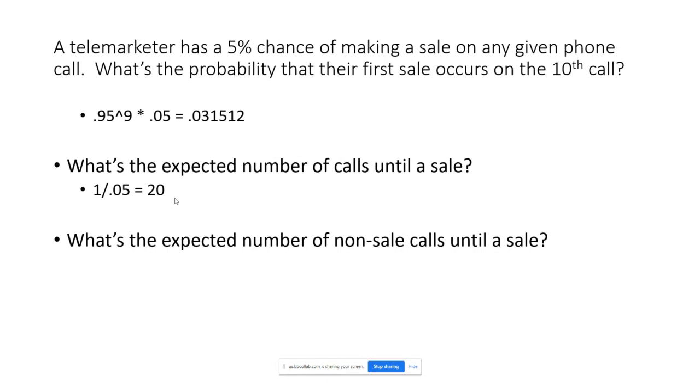Kyle? Would it just be 19? Yeah, and you can get that in either of two ways. What's one of the ways? Just the 20 minus 1? Yep, so we already found that the expected number of calls until a sale, including a sale, was 20, so you could take that minus 1. The other way would be to use the other formula for expected value. So q divided by p is 0.95 divided by 0.05, and that gets you the same answer.